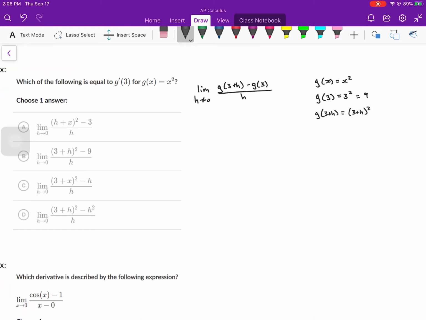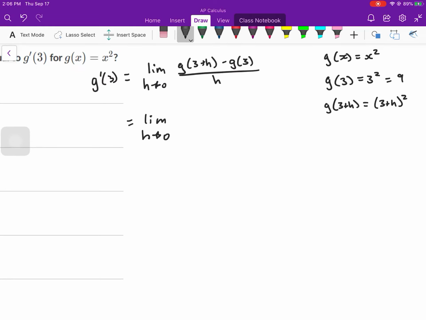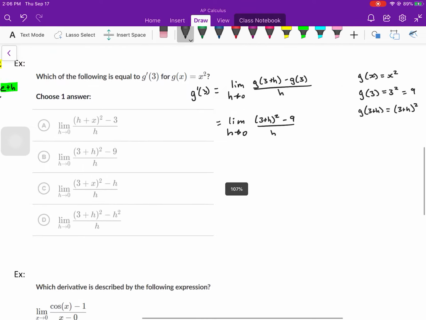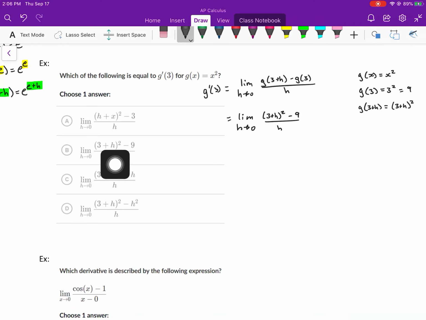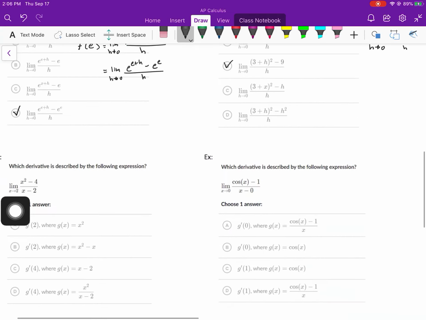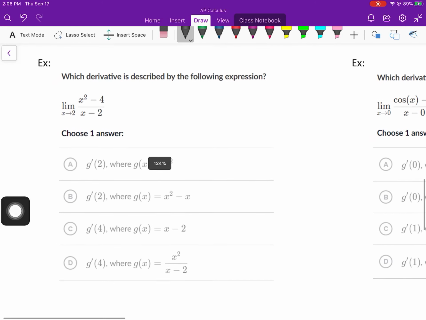And so substitute that into here. So g prime of 3 equals, limit as h goes to 0, of 3 plus h squared minus 9 over h. And we'll just go ahead and look for that. 3 plus h squared minus 9 over h. That one looks good. Just double check the other. 3 plus x. Nope, 3 plus h. Okay, minus h squared. No, that makes no sense. All right. This one's taking on that definition.